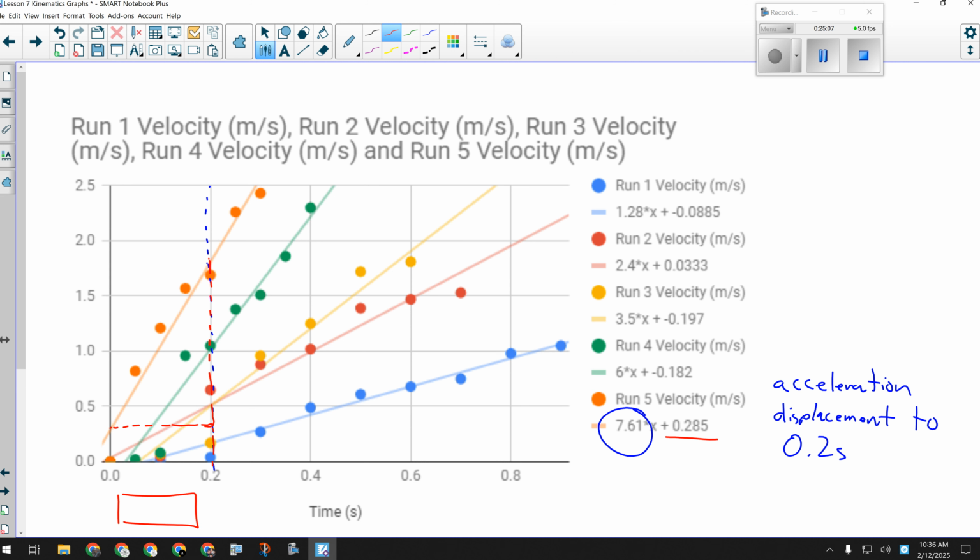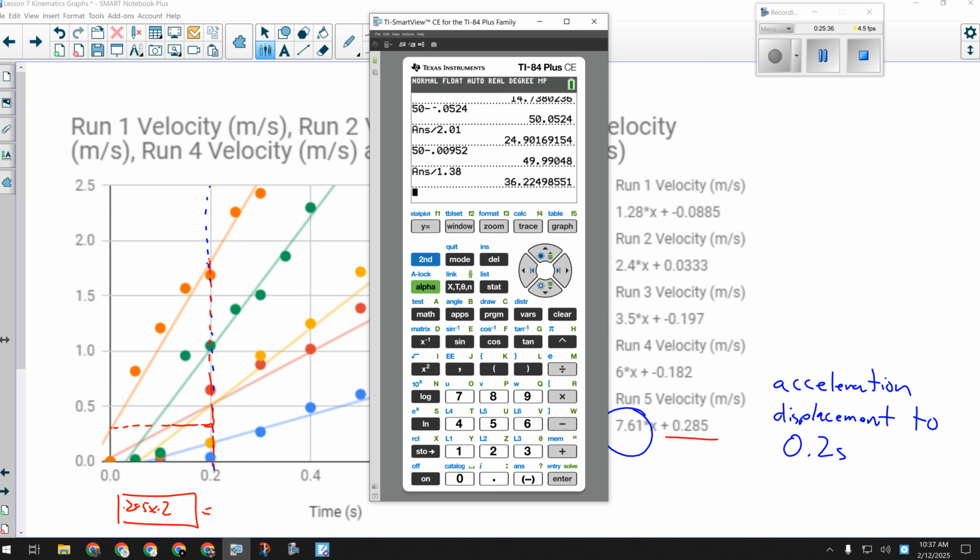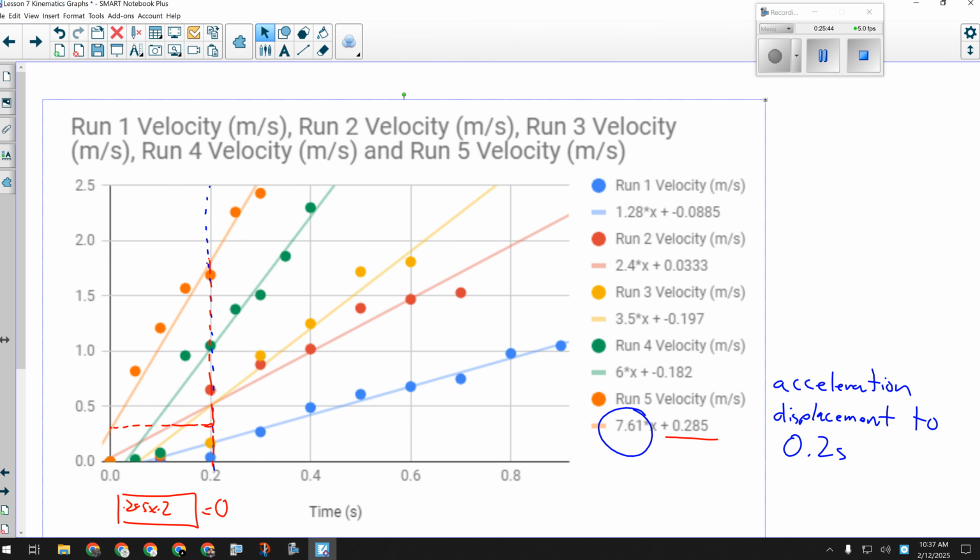It's going to be the initial velocity, which is 0.285, times 0.2 seconds. So 0.285 times 0.2, base times height for the rectangle. All right, so that part's going to be 0.057 meters.